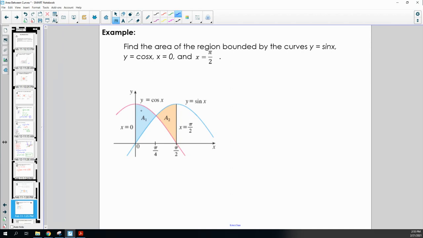In area 1, the top function is cosine, the bottom function is sine. But then after we pass pi over 4, it switches, and the top function is then the sine, and the bottom function is the cosine. So what this actually is like the absolute value. So we're going to say the area of the integral between 0 and pi over 2 is going to be the absolute value of cosine x minus sine x dx.